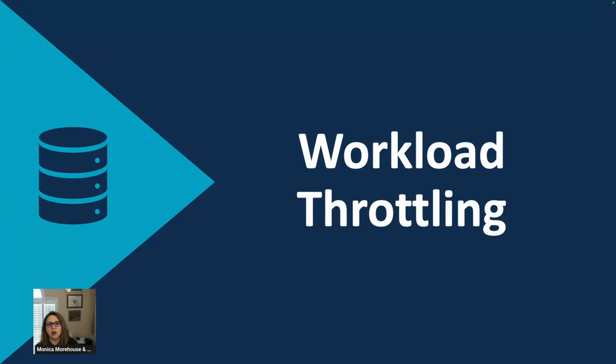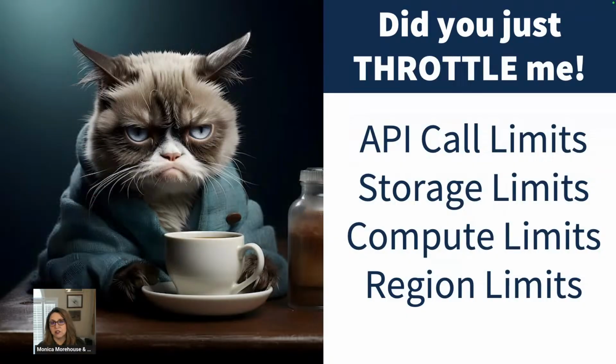John mentioned throttling, and that really plays a part in your workload. You could have a lot of times where things are running great in the morning, and then all of a sudden in the afternoon, everything goes to crap. And it could be that you've actually been throttled. You can be throttled based on how many API calls you have. There are limits on how much storage you have. There are limits on the compute that you have available. And some of this is based on region.